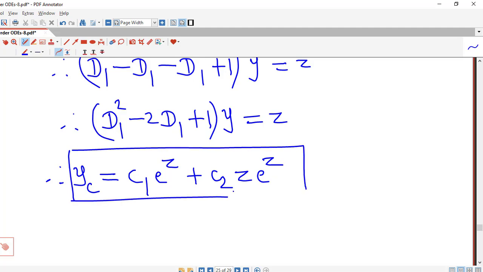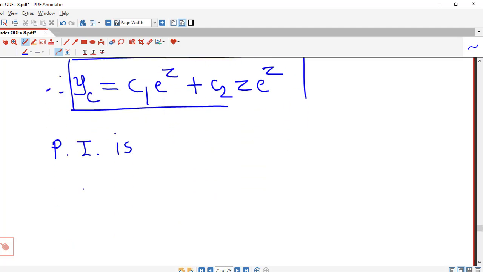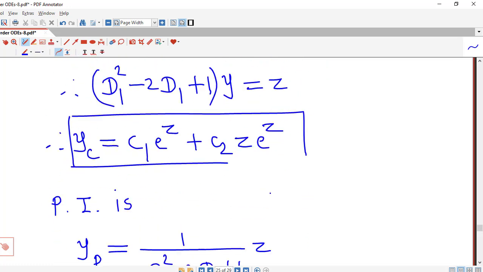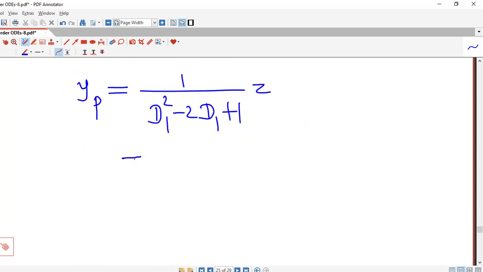Now for the particular solution, here the right hand side is a polynomial function. So the particular integral is yp equal to 1 over (D1 square minus 2D1 plus 1) operated on the right hand side, which is z here. So this we can rewrite as 1 over the square of (D1 minus 1), operated on z.